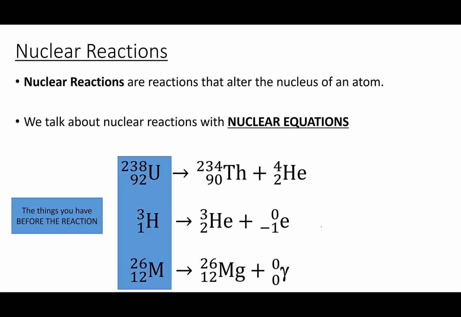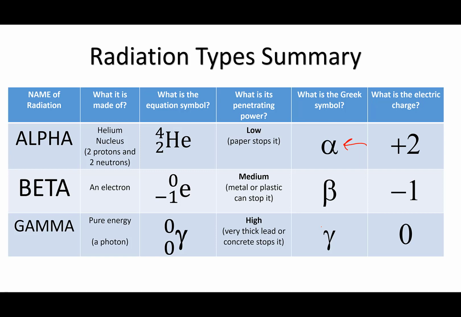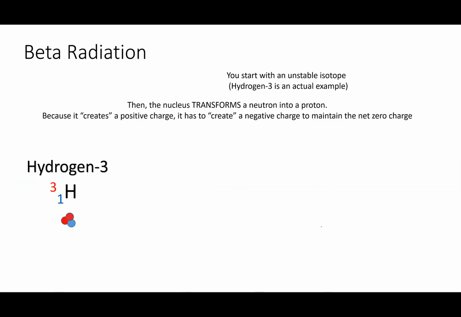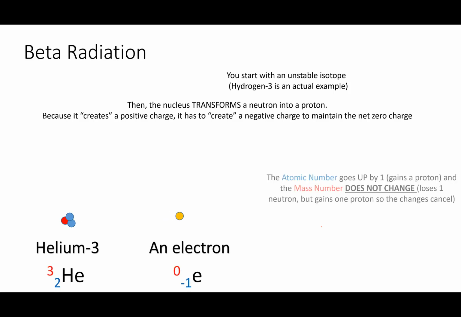See the way that you have a left and a right side of the arrow? The stuff on the left side of the arrow is what you have before the reaction. So like up here, let me skip back a little bit. Okay, right here, the hydrogen 3 would be on the left, and the helium 3 and electron would be on the right.